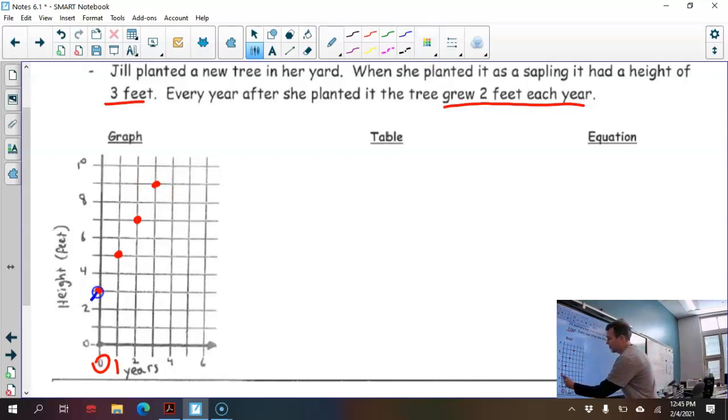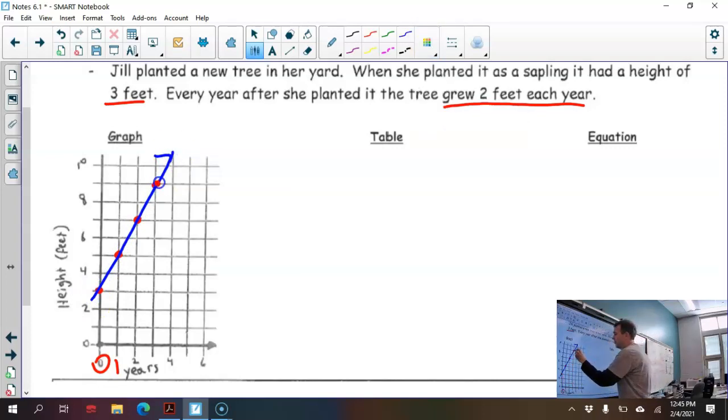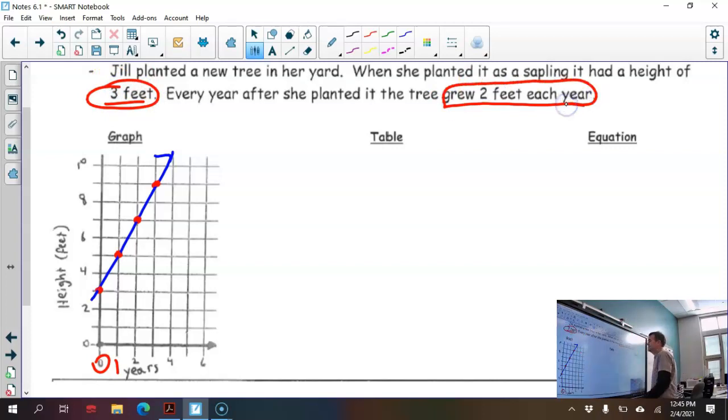And I could draw a line through this to show its continued growth. But really the important thing is the points and how they line up in a straight line. And therefore, this is a linear situation because it has a beginning amount and it goes up by the same amount each time.